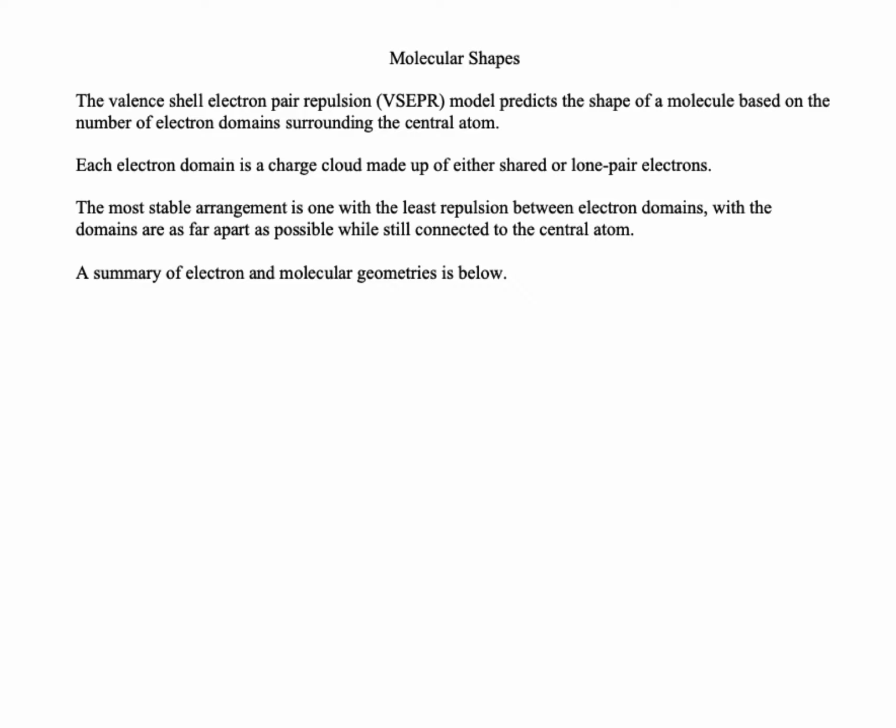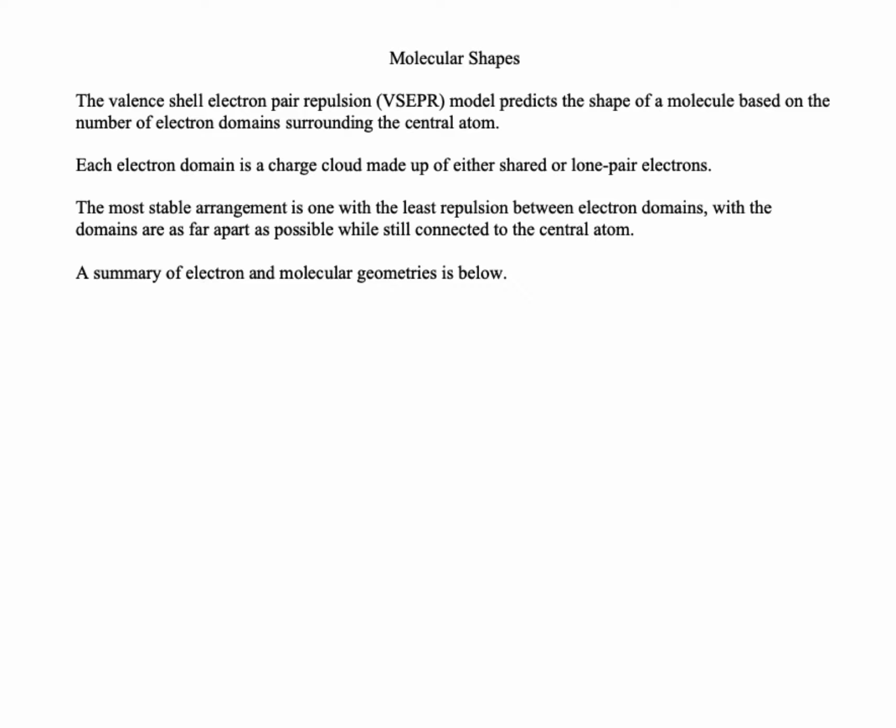The most stable arrangement that a molecule will find will be the one with the least repulsion between these electron domains. The domains will want to be as far apart as possible, but still being connected to the central atom. And we'll see examples of this shortly.